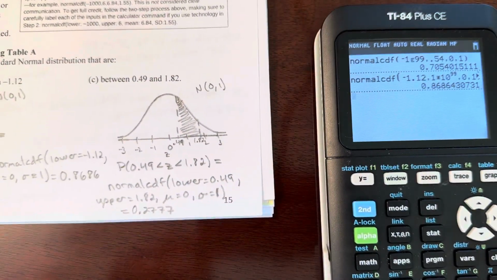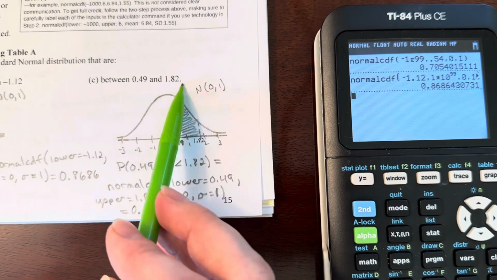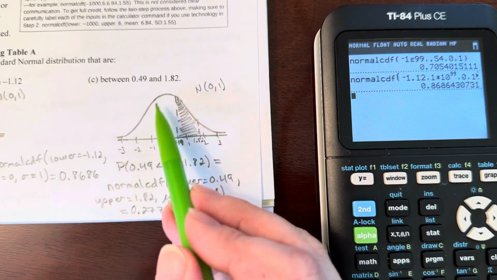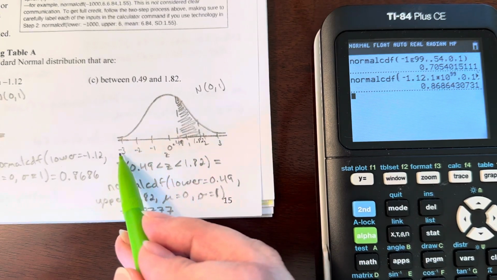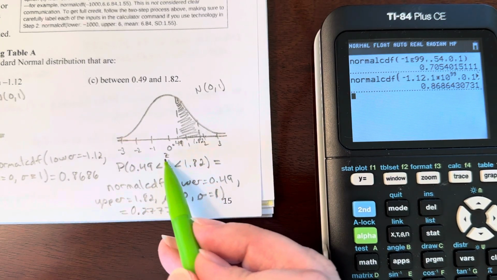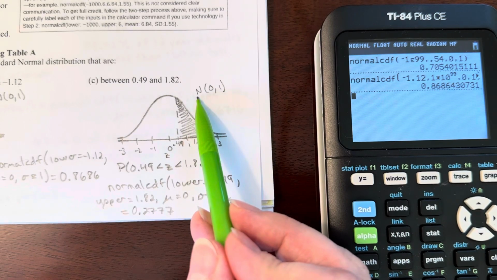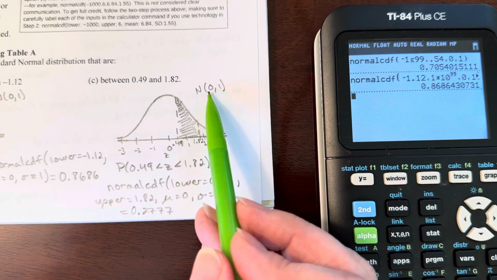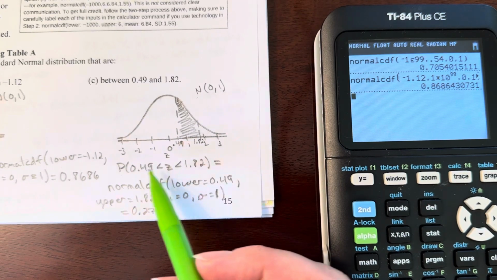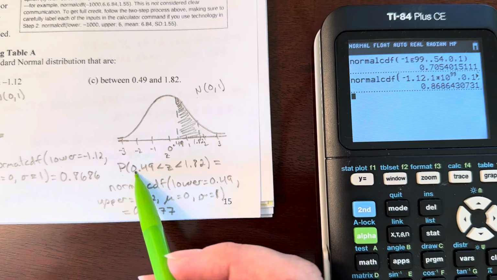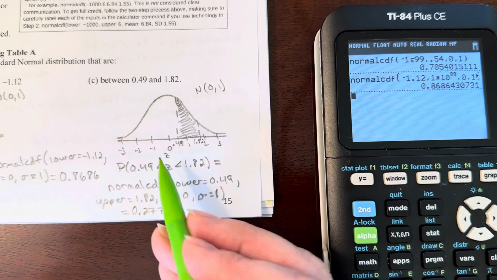Let's move on to letter C. Now we're looking between 2 values. So if I'm still using the standard normal curve, that's why I have 0, 1, 2, 3, and then negative 1, negative 2, negative 3 on the other side of 0. These are still z-scores. My normal distribution, the shape of this curve is normal with a mean of 0, standard deviation of 1. And the proportion of z-scores between 0.49 and 1.82.